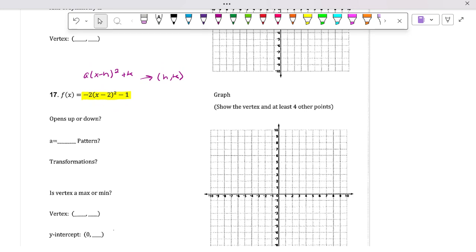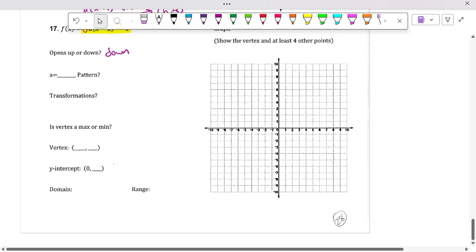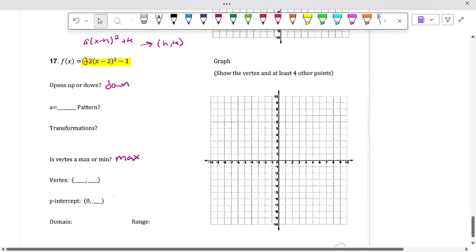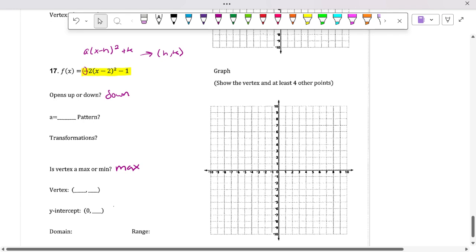So first off, let's just go through these. Does it open up or down? What do you guys think? Down. Why? A is negative. Good. Since that A is negative, we're opening down. So we're going to skip some stuff and come back to it. So does that mean we're going to have a max or a min? A max. So based off of that, what's my vertex?